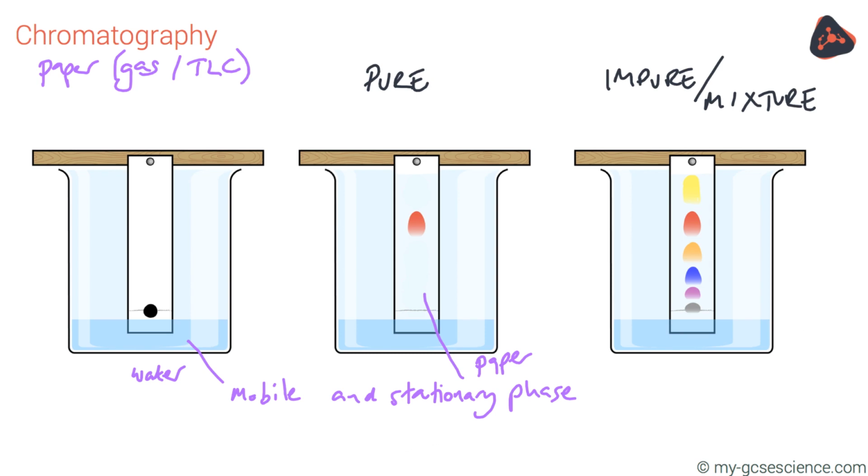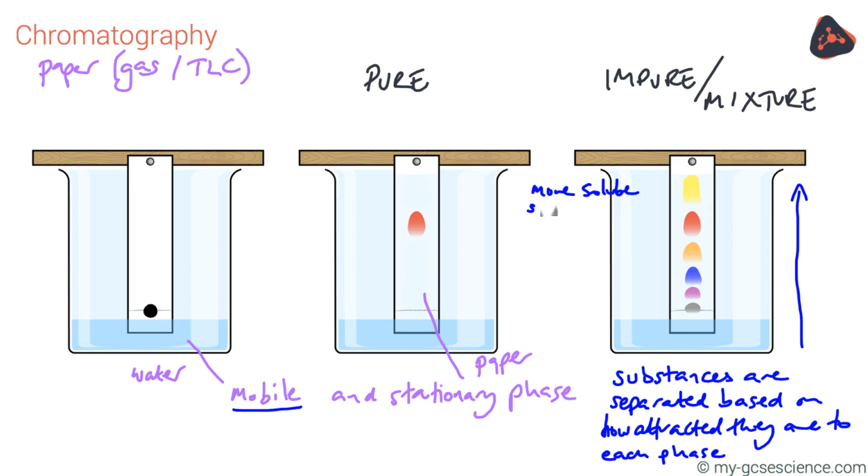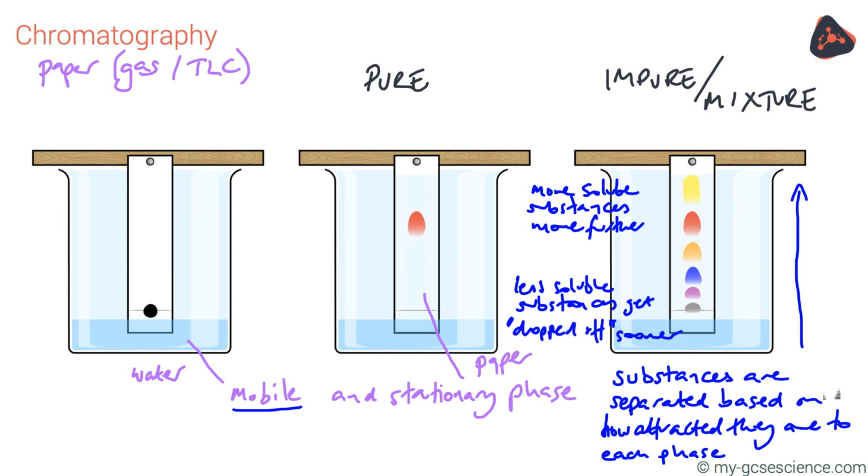And in paper chromatography, the substance that moves the furthest up the paper is the most soluble substance. This is because substances are separated based on how attracted they are to each phase. The most soluble substances are more attracted to the mobile phase, which is the water, and so they stay in the water for longer and therefore travel further up the paper. The less soluble substances are less attracted to the mobile phase and comparatively more attracted to the stationary phase, so they get kind of dropped off sooner. So not only does paper chromatography allow us to separate, for example, different coloured inks from a pen, but it will also tell us which of those inks are more soluble than the others.